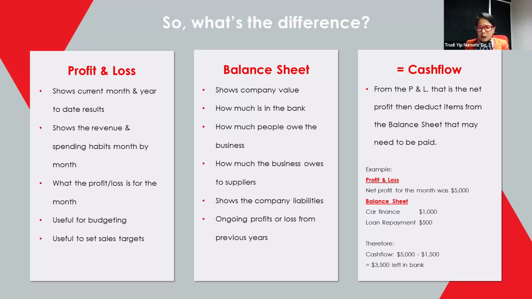On a profit and loss, we've got a net profit of $5,000. And this is where people go, why don't I have any money in the bank? When you look at the balance sheet, you're actually out of the cash. You've also got a car on finance, which is another $1,000 that is coming out of that, and a loan repayment of $500. Therefore, your cash flow in simple terms would tell me that there's only $3,500 left in the bank if all things were equal.